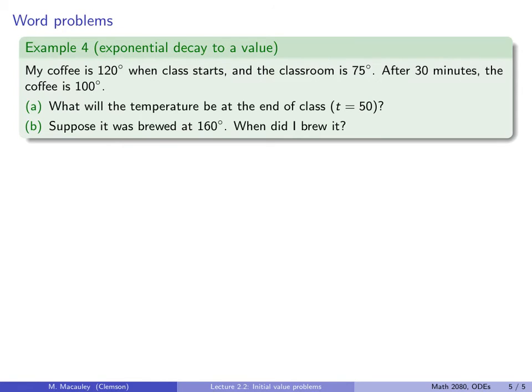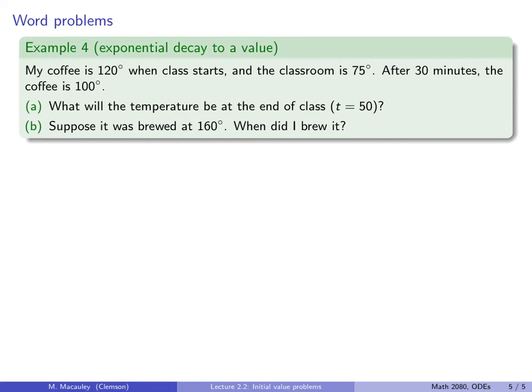Let's suppose that my coffee is 120 degrees when class starts, and the classroom is 75 degrees. After 30 minutes, the coffee has cooled to 100 degrees. First question: what will the temperature be at the end of class? That's t equals 50. And let's suppose that it was brewed at 160 degrees. When did I brew it?